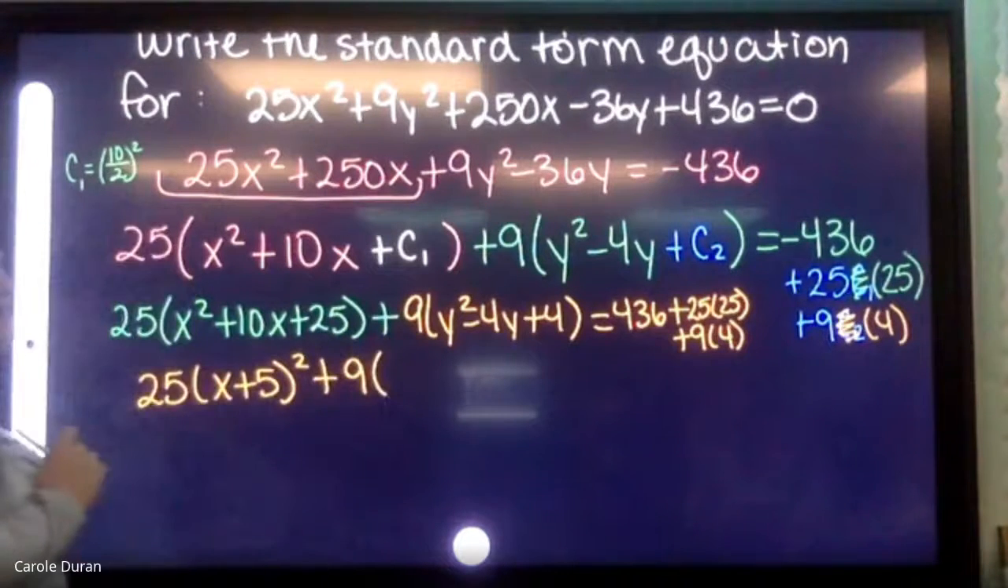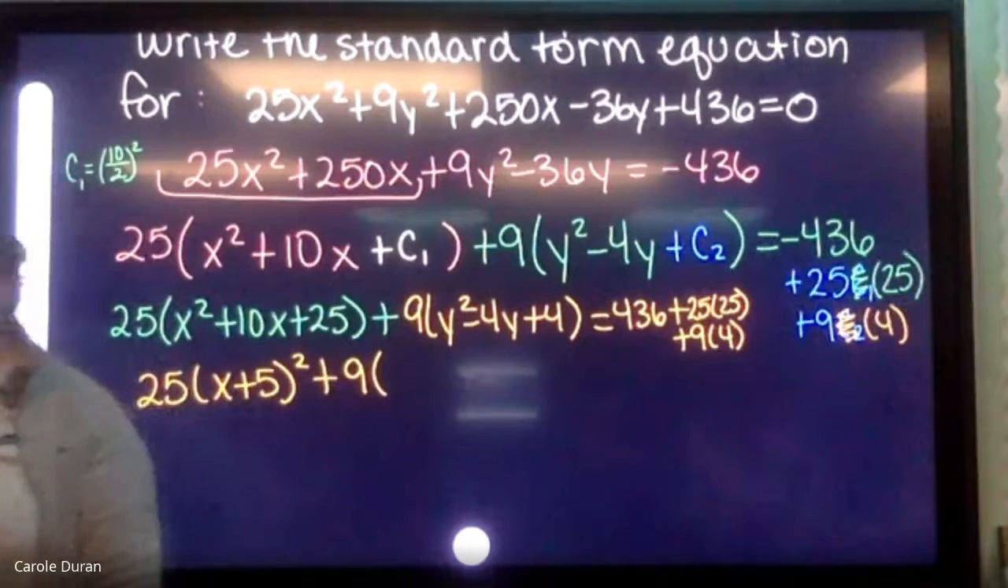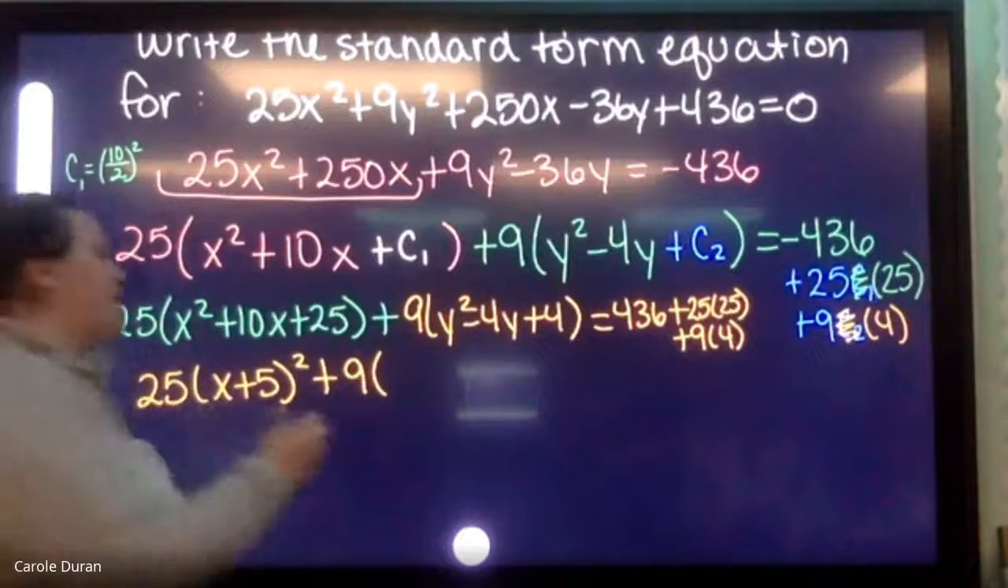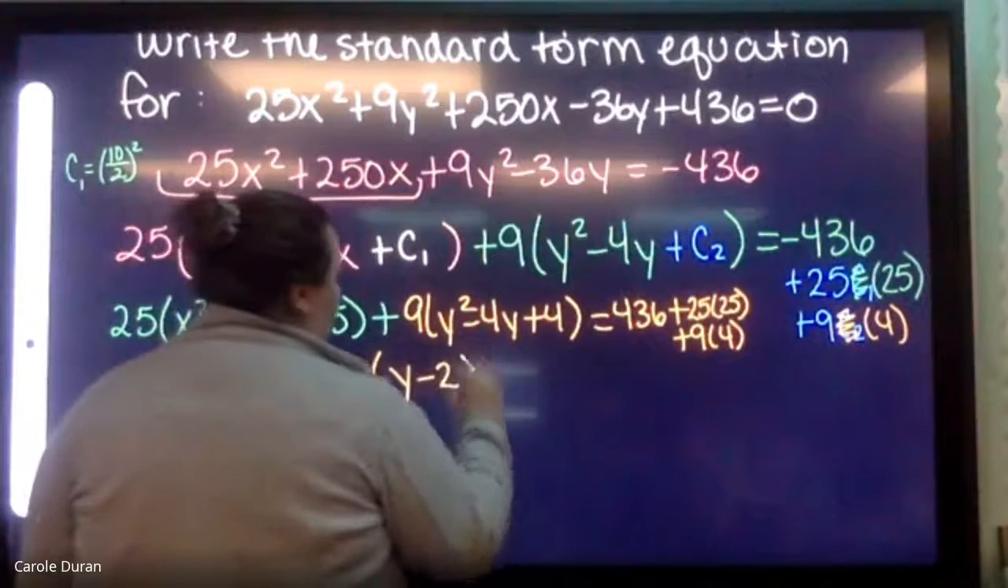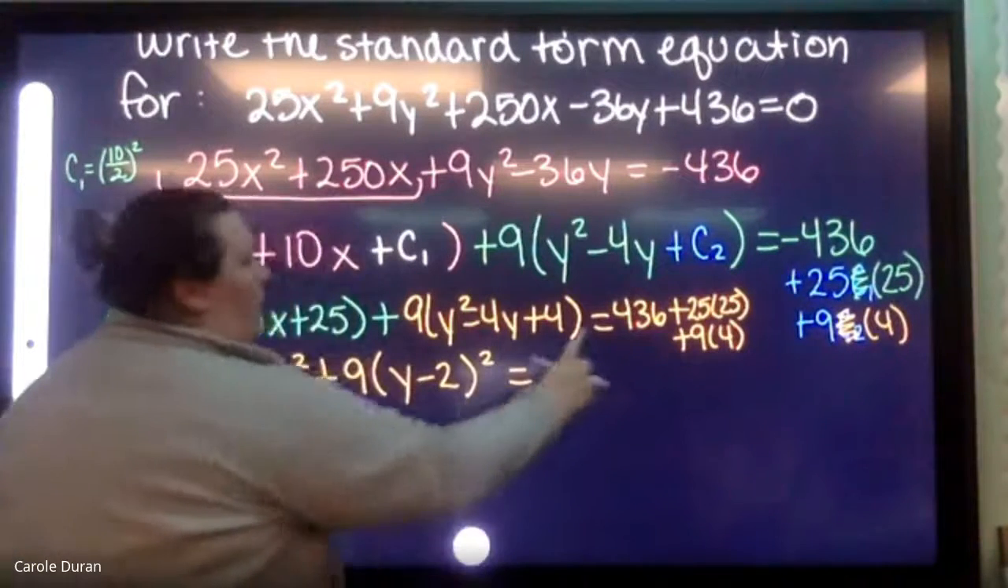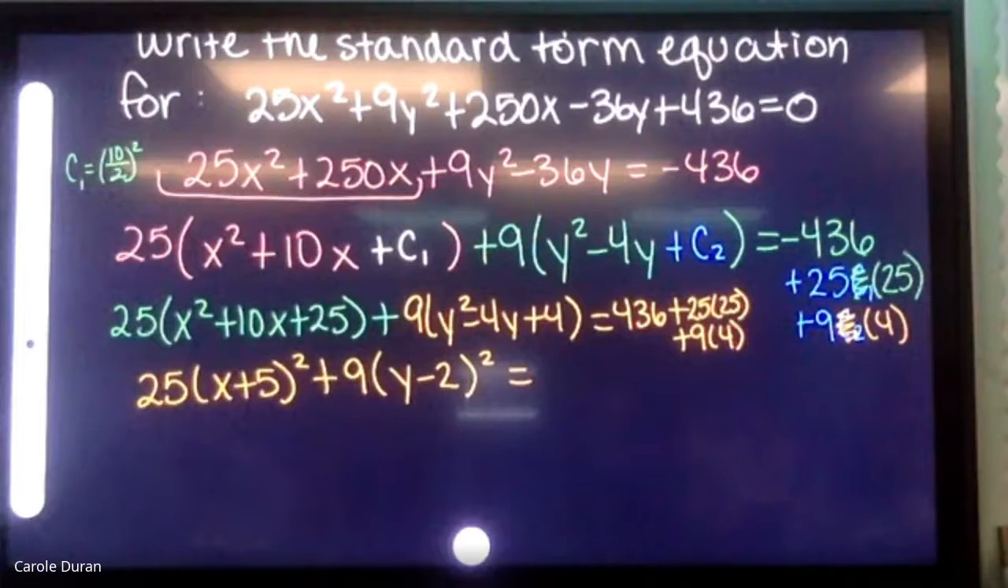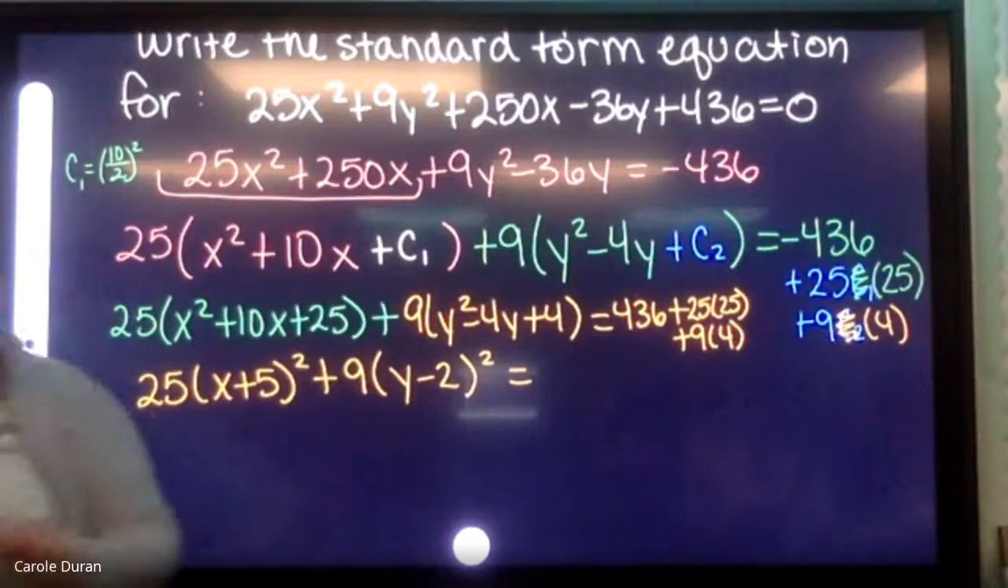Same thing with the y's. I'm looking for a number times itself that equals 4, and when added to itself equals -4. What do we come up with? -2. So it's going to be y minus 2 squared. And it's going to be equal to all of these things added together, which I believe equals 225.